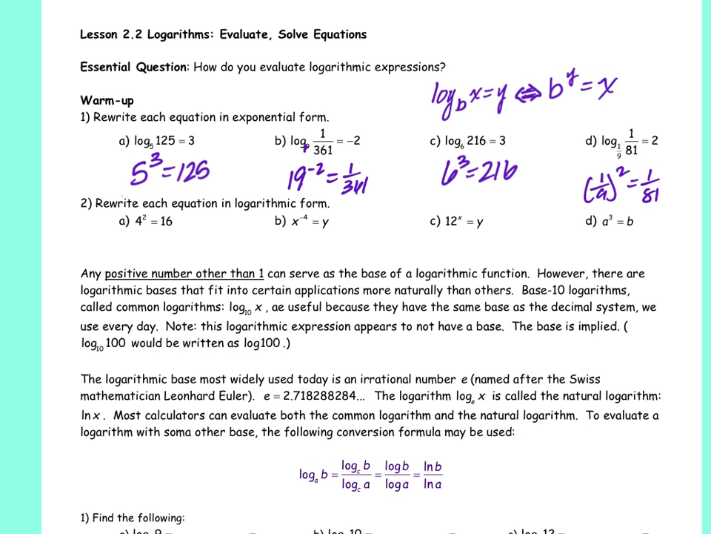And then going backwards, writing from an exponent to a log, this would be log base 4 of 16 equals 2. And then log base x of y equals negative 4. And log base 12 of y equals x. And then log base a of b equals 3. Okay? Questions on any of those?